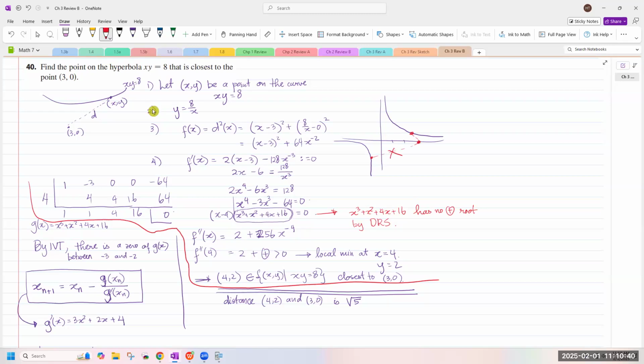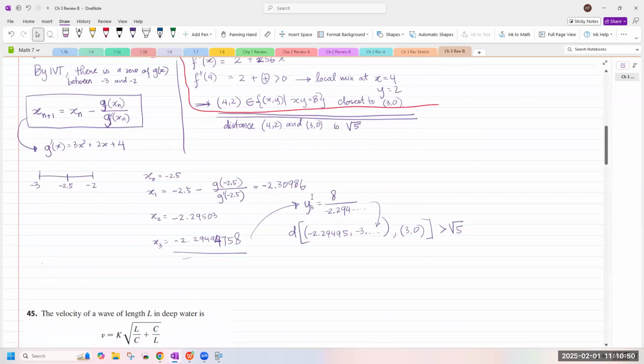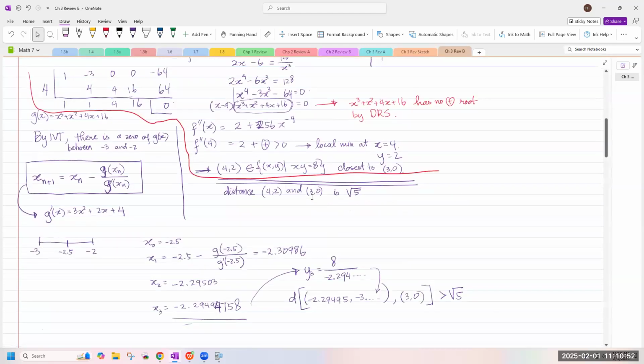Now that's for number 40. It seems like I worked too much, but notice my mistake is that I didn't graph that first. I should have saved a lot of time if I did. But at the same time, I had a chance to unintentionally show you how to use Newton's method to solve for a zero.